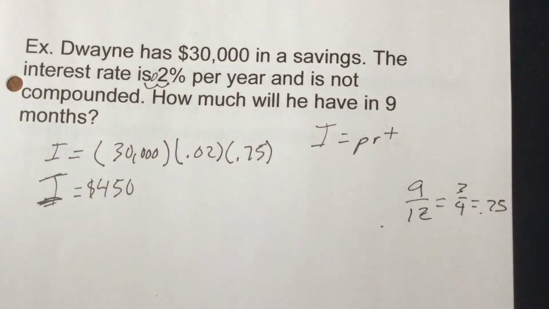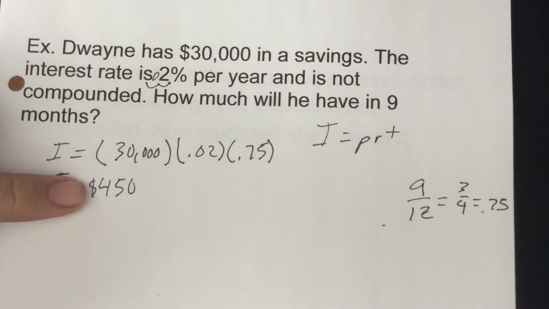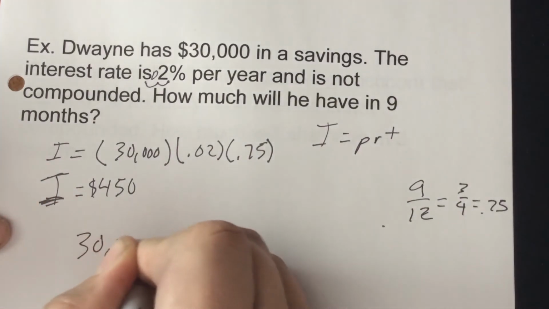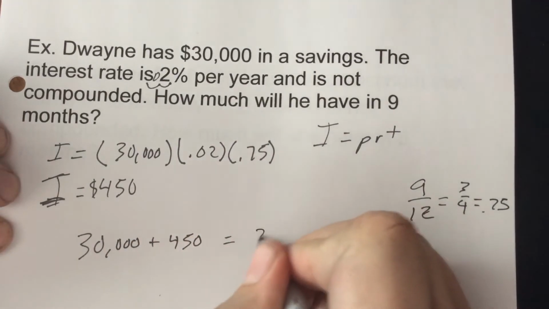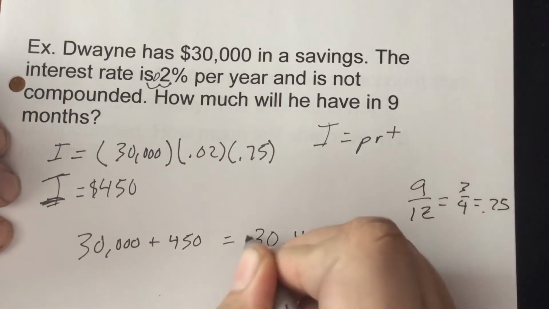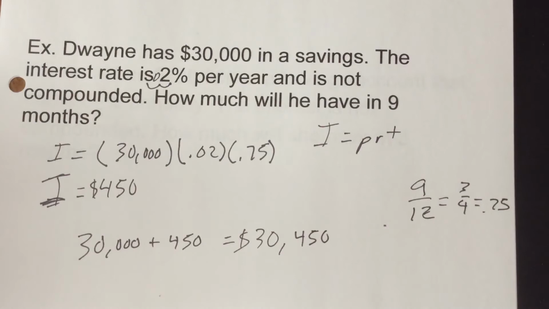So again, we got to check. How much will he have in 9 months? So, not done yet, because we have that 30,000 plus what we're going to get in interest here. So, 30,000 plus your 450. Our total amount then would be $30,450. Right. So 30,000 times 0.02 times 0.75, 450.